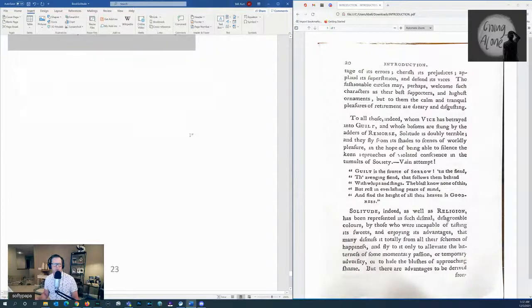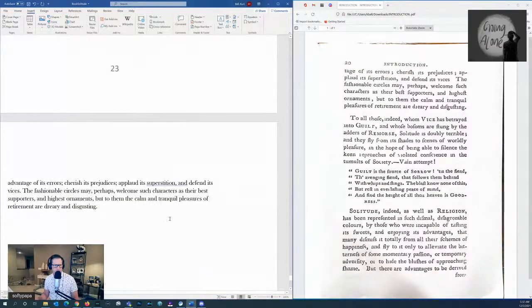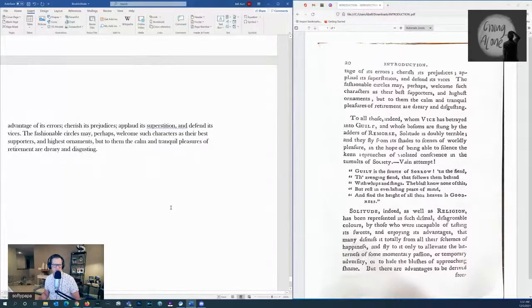all the follies of the age, take advantage of its errors, cherish its prejudices, applaud its superstition, and defend its vices. The fashionable circles may, perhaps, welcome such characters as their best supporters and highest ornaments, but to them the calm and tranquil pleasures of retirement are dreary and disgusting.